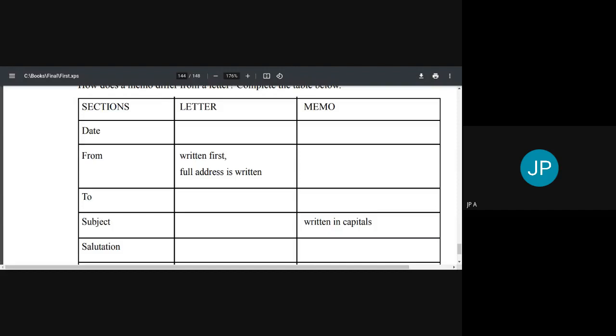Sales staff meeting, if that is the subject, how should we write it? Subject: SALES STAFF MEETING. All the words, all the letters in the subject have to be capitalized. So that is the difference between a letter and a memo. In a letter, only the title letters are capitalized, but all the letters in the subject line in a memo are written in capital letters.